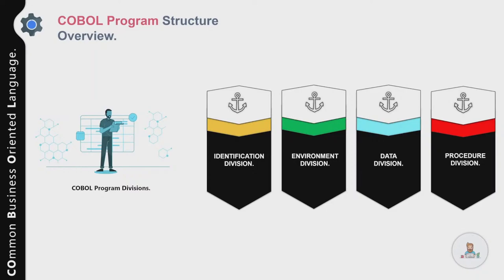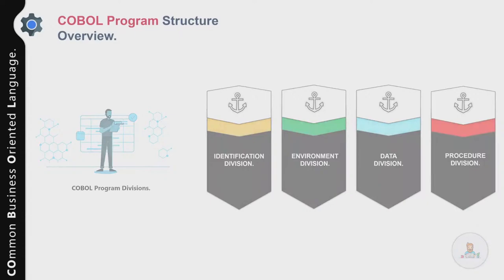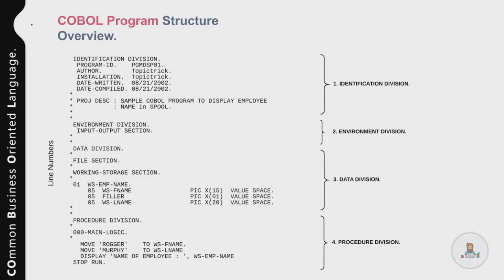Now, let me showcase a sample COBOL program so that you can understand how exactly the entire program is divided into different divisions. In this program, you have four divisions, and these four divisions we have precisely discussed a couple of minutes back. First one is identification division, then you have environment division, then the third one is data division, and the last one is procedure division. So this is how you structure your COBOL program.